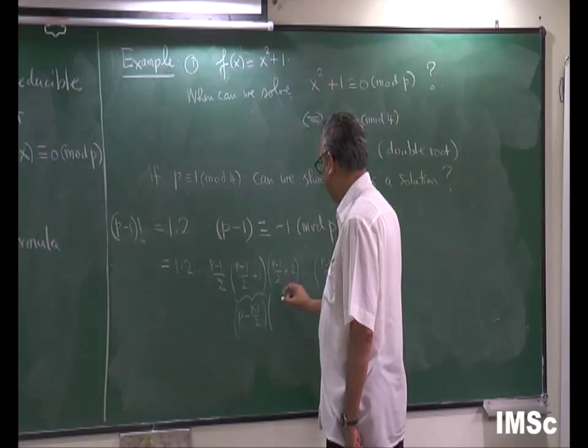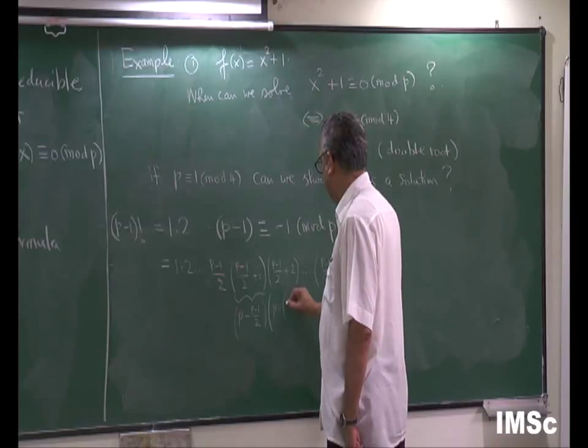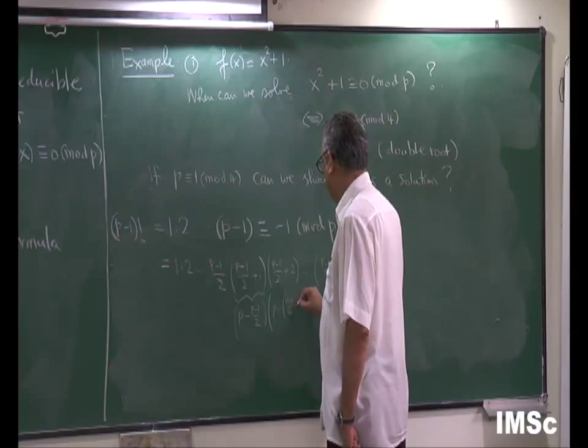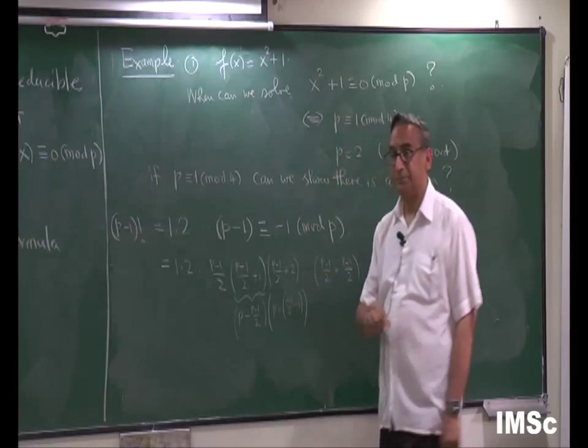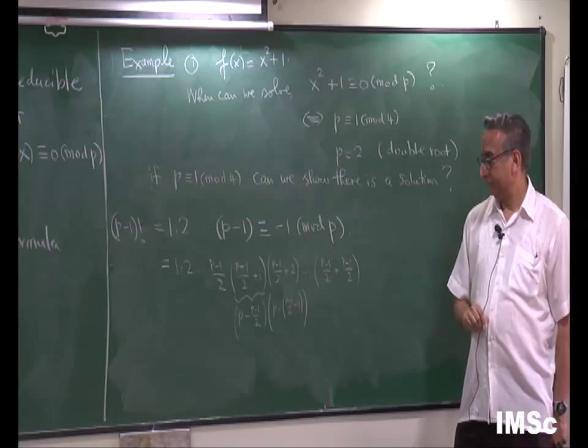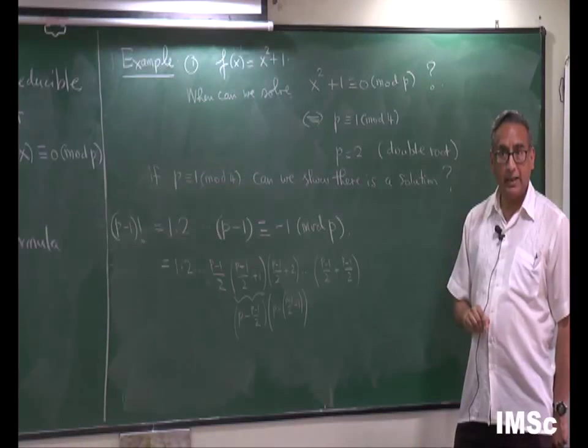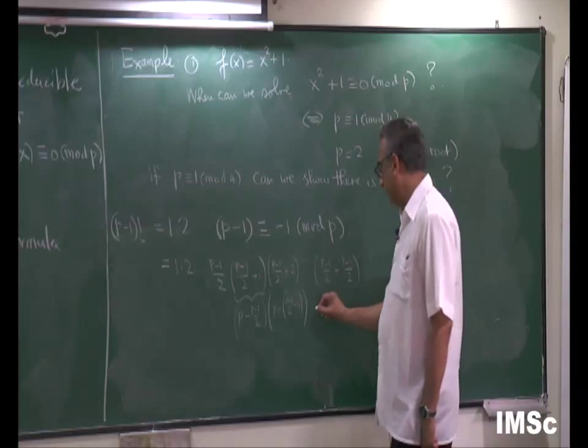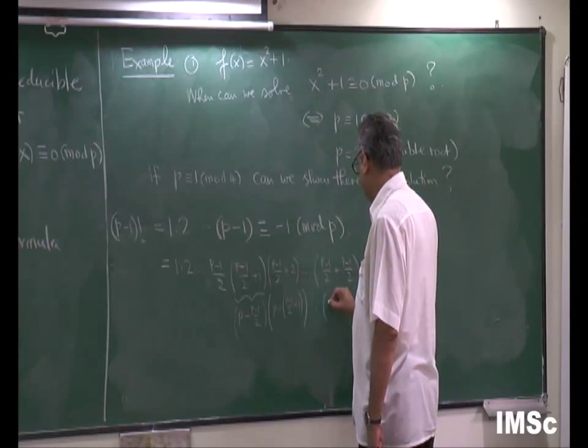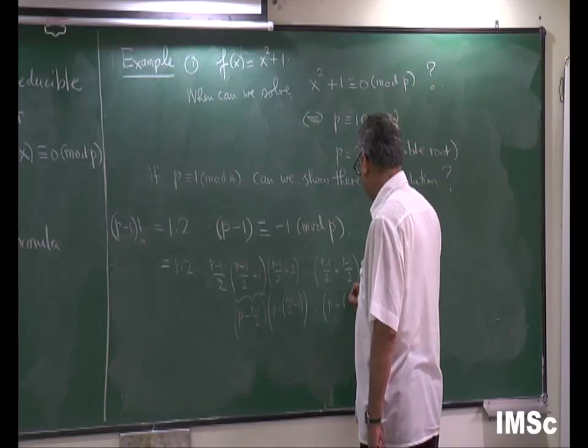So this can be thought of as p minus 1 over 2 minus 1. Everybody okay with that? Dot, dot, dot. This is p minus 1, so this is p minus 1.